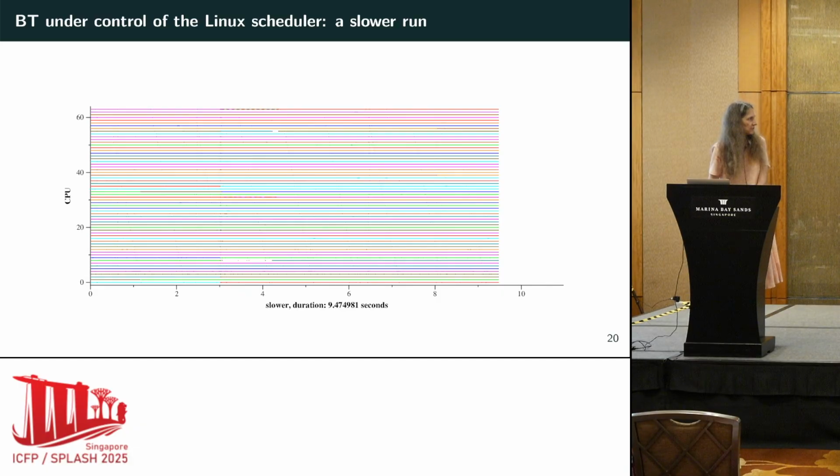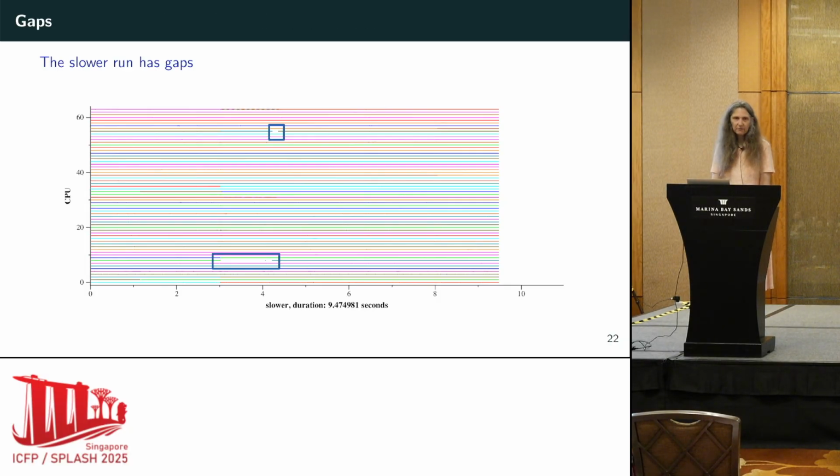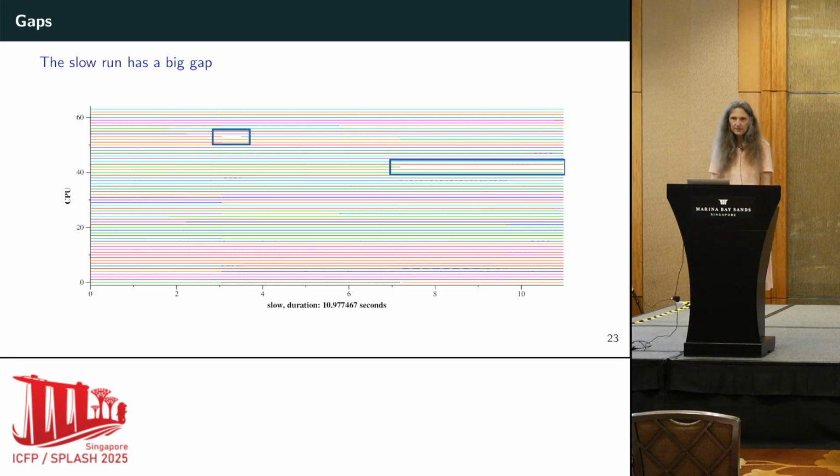I don't know if you can see from the audience what the difference is, but I'll highlight that in a minute. And here's a really slow run. The difference is that the slower run has some gaps in it. There are some spaces where there is a core available, but nothing is happening on that core. One of these gaps is fairly small, but the one at the bottom is fairly big. And then in the very slow run, there's actually a huge gap. This is more than 3 seconds where our threads are just not being placed on the CPUs in a desirable manner.